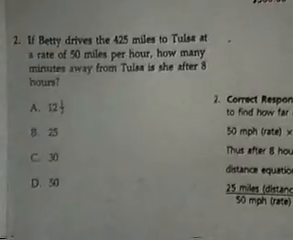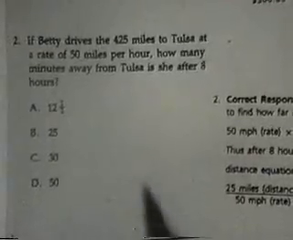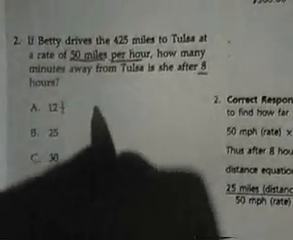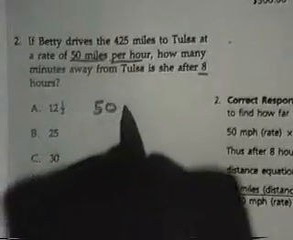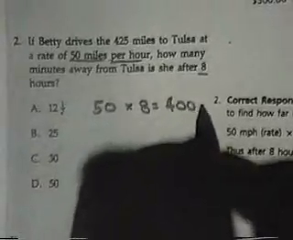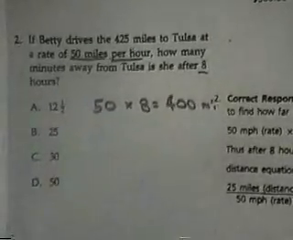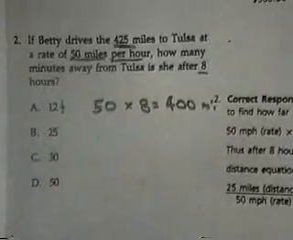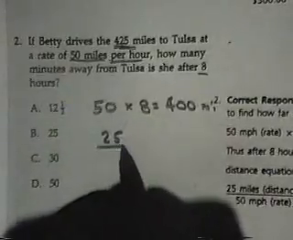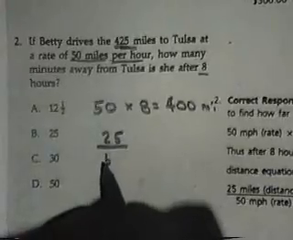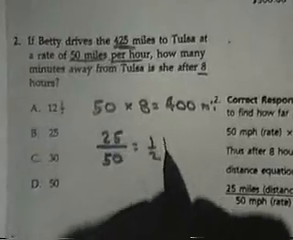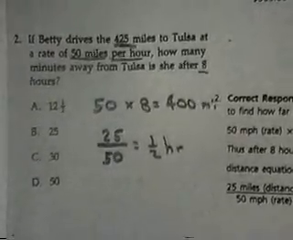All right, continue reading. It says, how many minutes away from Tulsa is she after 8 hours? Now, it says here that she drives 50 miles per hour for 8 hours. So that's 400 what? Miles. But she's supposed to drive 425 miles. So she still has 25 miles to go. Well, she's driving at 50 miles per hour, so that says she has 1/2 of an hour left to go.